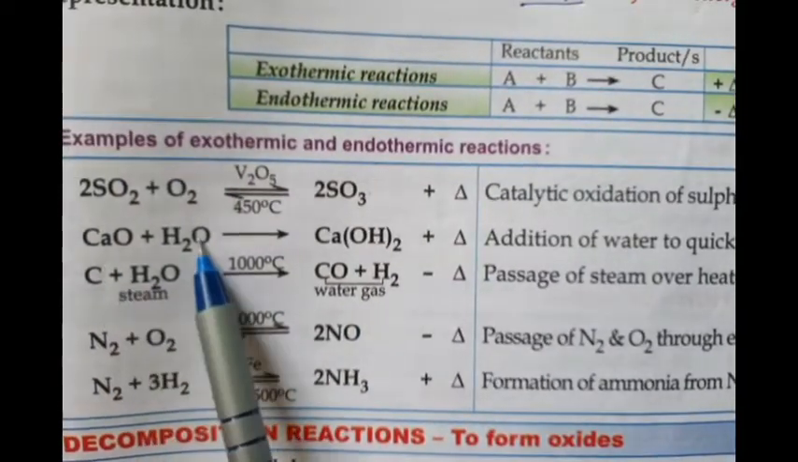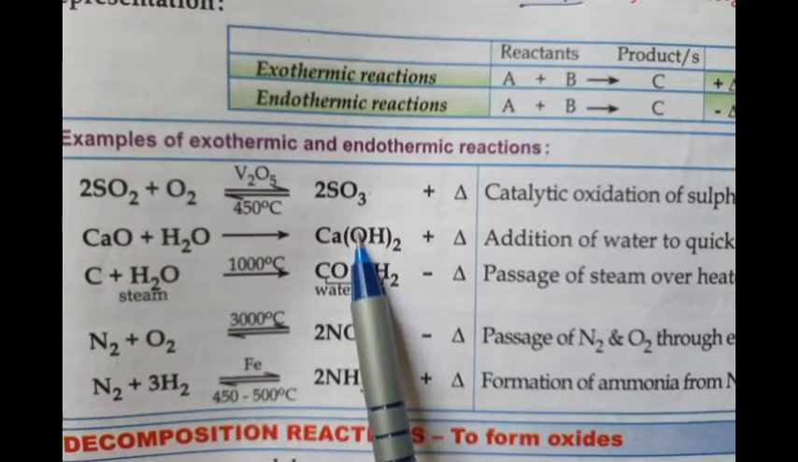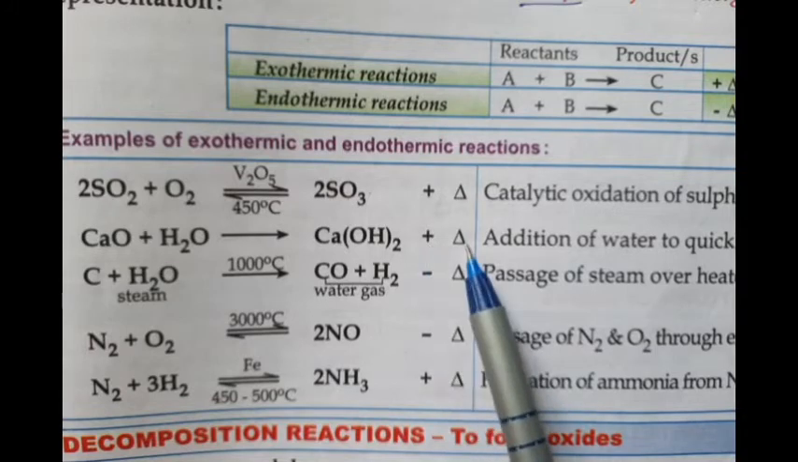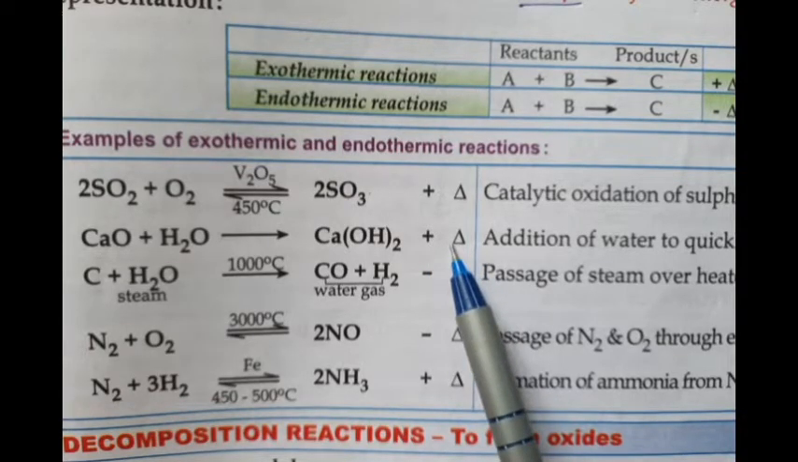Similarly, students, when these two react, we get this. This is also a combination reaction, right? Because A plus B gives you product. But here also plus triangle means heat is evolved, so it is also an exothermic reaction.